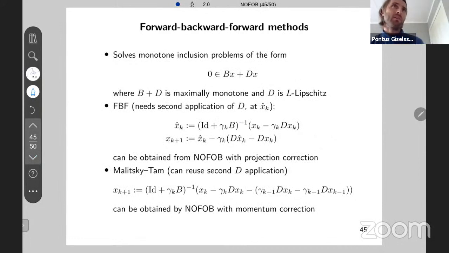So if we look at the forward-backward-forward method I mentioned before, we solve these types of problems. The sum is maximal monotone, and D is Lipschitz continuous with constant L. We have seen the FBF method briefly. We have a forward-backward step, and then we have some correction that involves an extra evaluation of D at x hat k. And this algorithm can be obtained from NoFob with projection correction. And the other method, Malitsky-Tam, we have a resolvent.